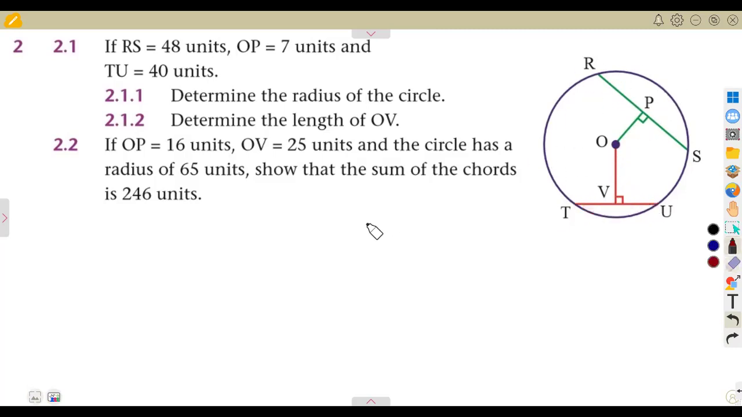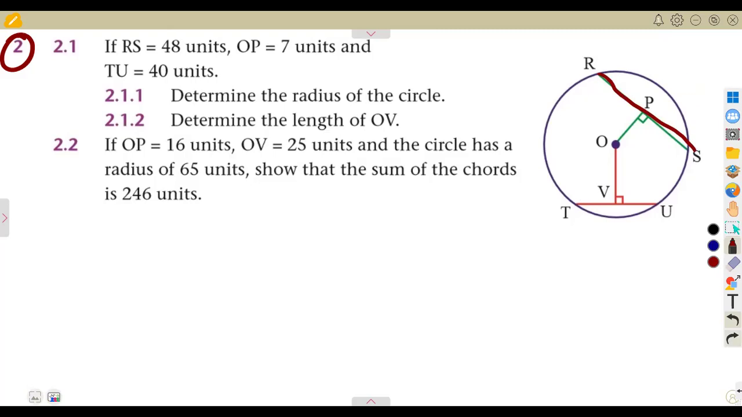Remember our first theorem. On question number 2, we were given that RS is equal to 48 units, OP is 7 units, and TU is 40 units. Determine the radius of the circle, and determine the length of OV. Let's take into consideration what we are given. From R to S it is 48 units. The whole of this line RS is 48 units.